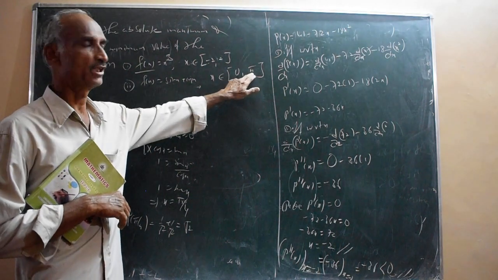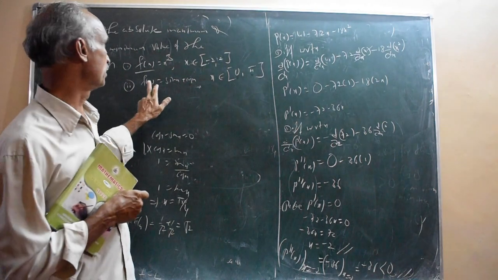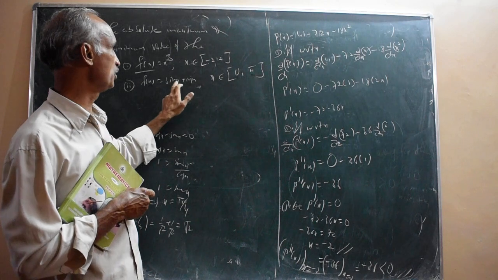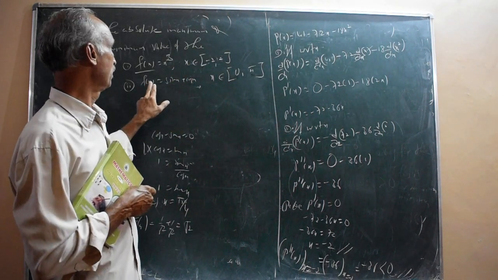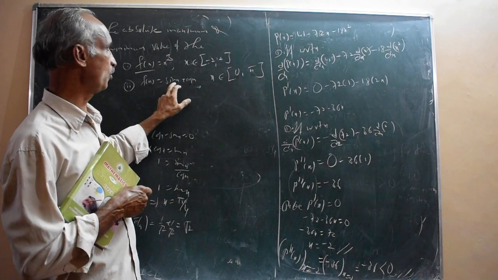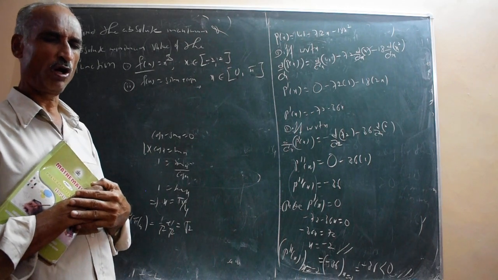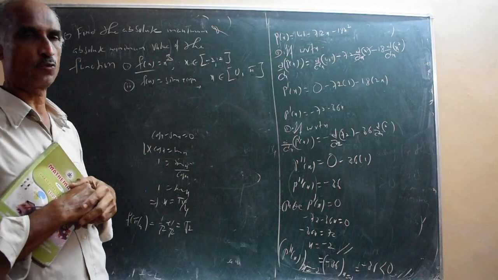At what point? At x equal to pi, because the boundary values are a and b, 0 and pi. f of 0 is sin 0 plus cos 0, where sin 0 is 0 and cos 0 is 1. And f of pi is sin pi, which is 0, plus cos pi, which is minus 1. Cos pi, cos 3 pi, cos 5 pi, cos of odd multiples of pi is minus 1. Cos 2 pi, cos 4 pi, cos 6 pi, even multiples of pi, is plus 1.